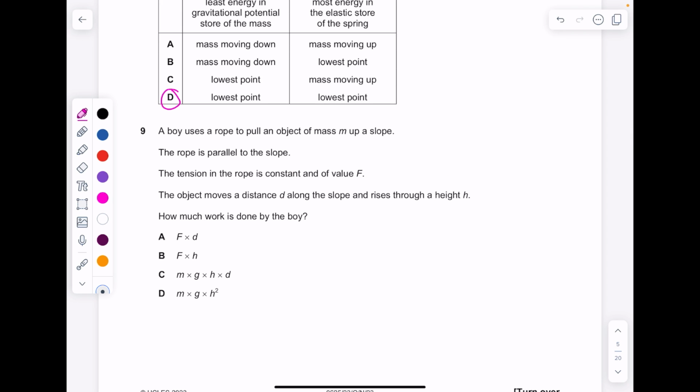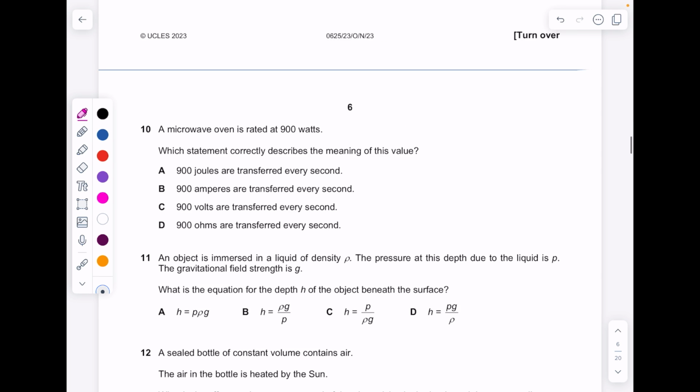A boy uses a rope to pull an object of mass m up a slope. The rope is parallel to the slope. The tension in the rope is constant and of value F. The object moves a distance d along the slope and rises through a height h. How much work is done by the boy? So work done equals force times distance. That's an equation you'll need to learn, so the answer here is A.